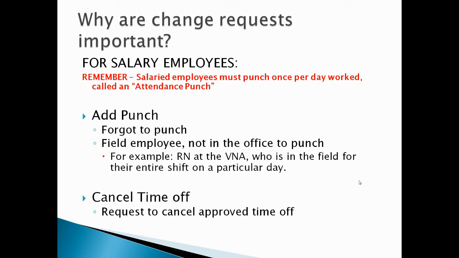And it's the same as a punch. Once you've done it once or twice, it only takes about 30 seconds to complete a change request for an add punch. Just about the same amount of time it takes to log in and click a few buttons. The other change request that a salaried employee can do is cancel time off. So this would be a request to cancel approved time off.